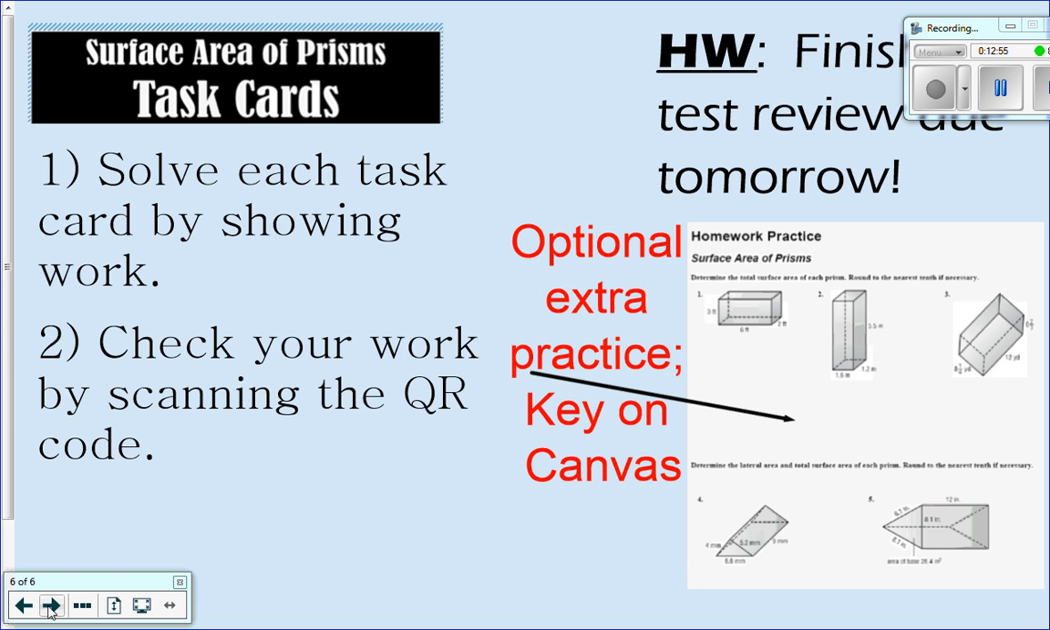Questions on what you're doing? All right, get started.